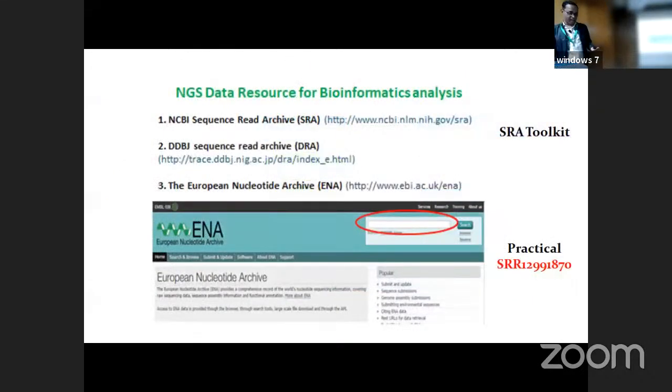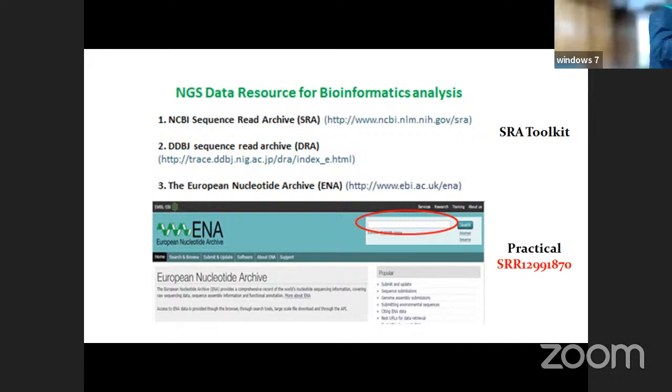Now you can ask me, okay, you have spoken about all this data, but all this data generation requires lakhs of money, crores of money. How will we do research? It means you should have funding for that, right? Without that you cannot do it. But you need not worry about that also. This is the place: NGS data resources for bioinformatics analysis. Globally, whoever is working on cancer, dengue, COVID, all the NGS data are being deposited in these 3 websites.